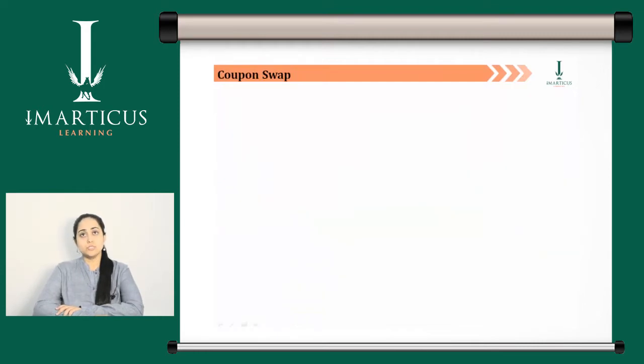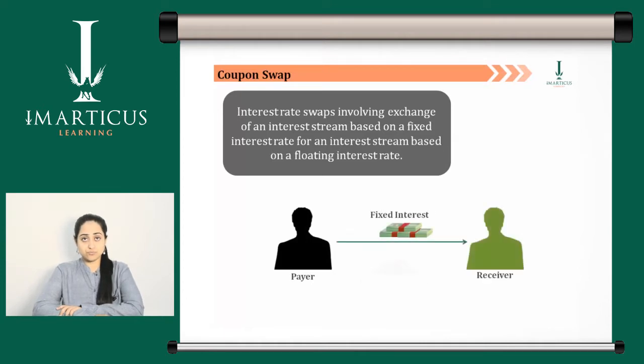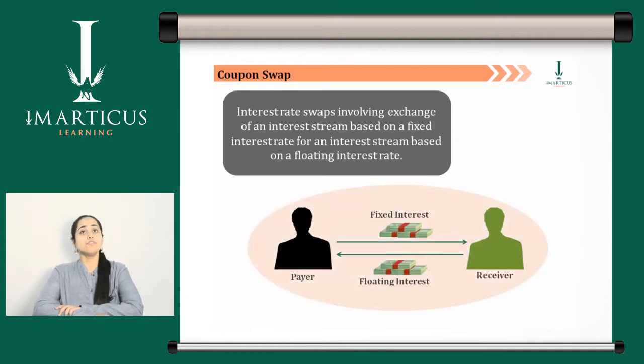Let us move on to coupon swaps. Coupon swaps are interest rate swaps involving exchange of an interest stream based on a fixed interest rate for an interest stream based on floating interest rates such as Libor. In order to distinguish the counterparties to a coupon swap, one is termed the payer and the other the receiver. These terms refer to the fixed interest stream in a coupon swap, which means the counterparty paying the fixed interest is the payer, while the one receiving the fixed interest will be the receiver.